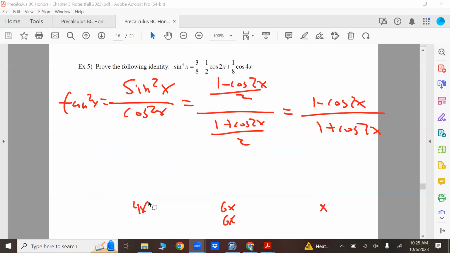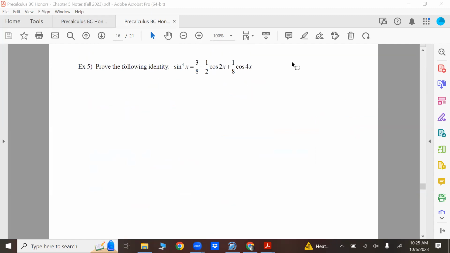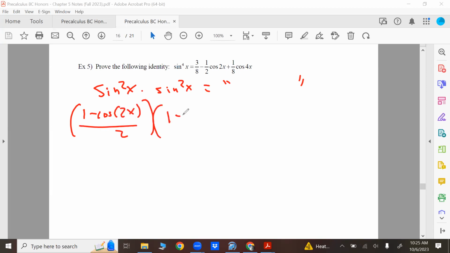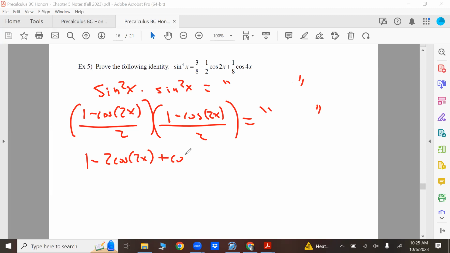Well, I just showed this one to you guys. So if you guys want to try it, just make sure you get it. I know I showed it to you, so you should be faster with this, I suppose. So that's going to be 1 minus cos 2x over 2, times 1 minus cos 2x over 2. So it's 1 minus 2 cos 2x plus cosine squared 2x, all over 4.